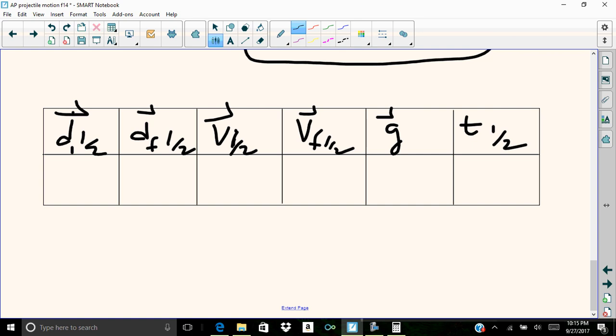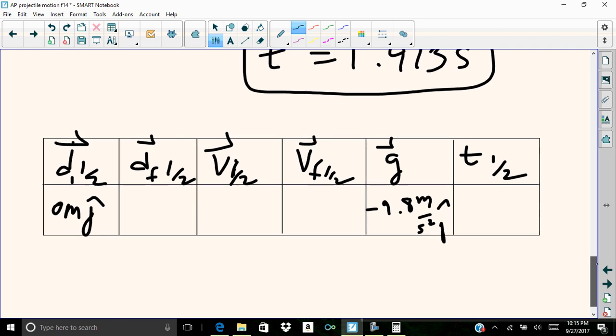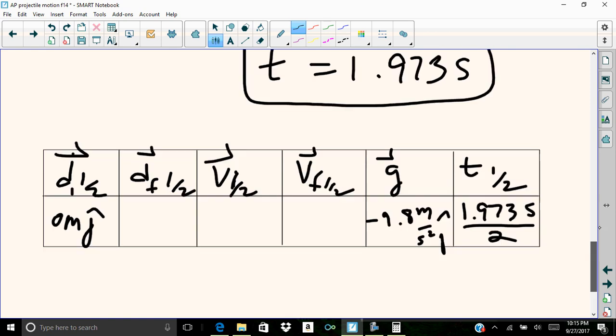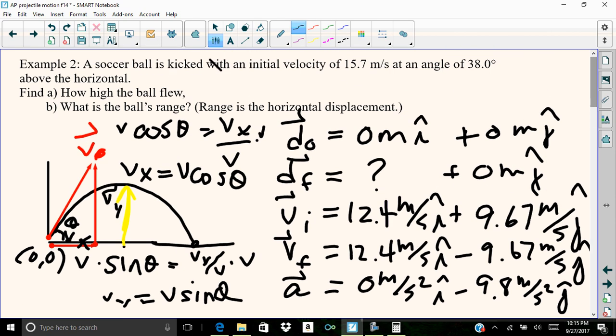My initial position is still 0 meters j hat. G is a constant. It's still 9.8 meters per second squared j hat. My time is just going to be 1.973 seconds divided by 2. That's halfway. Now, what's the velocity in the y direction at this very top point?